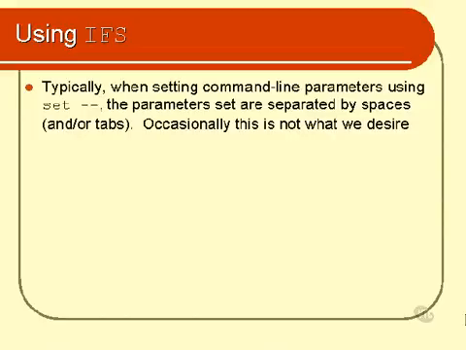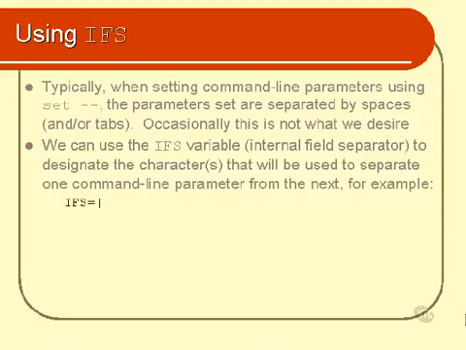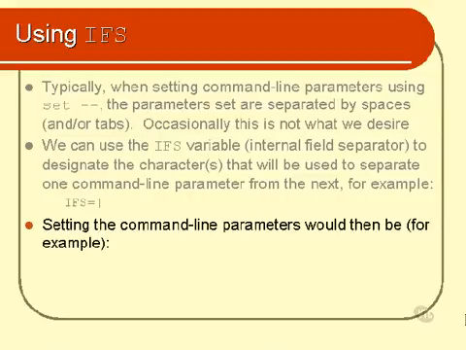Now it's actually possible to change that. We don't have to have the parameters separated by spaces. We can have them separated by anything we want. We can use the IFS variable, IFS is short for internal field separator, to designate which characters we wish to use to separate the various command line parameters. For example, we could set IFS to be the vertical bar symbol, what you might call the pipe symbol.